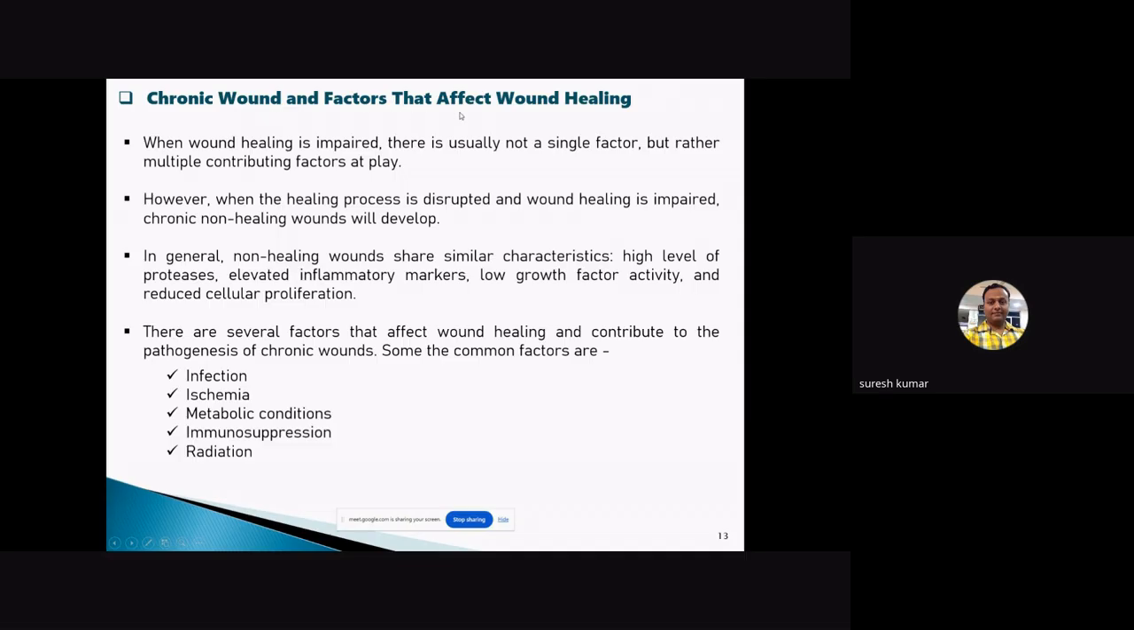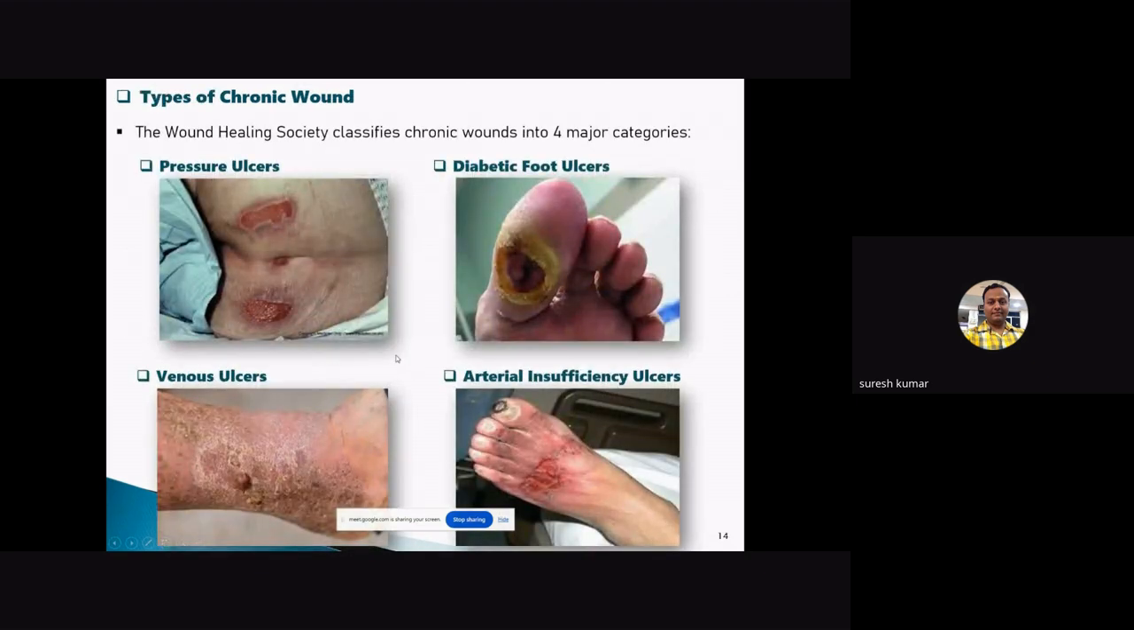Now, what are the factors that affect wound healing? The common factors I pointed out here are any infection, ischemia, low oxygen supply, any metabolic conditions, immunosuppressive drugs, or radiation. These are the factors that affect wound healing and contribute to the pathogenesis of chronic wounds. Now I will discuss the types of chronic wounds in depth.